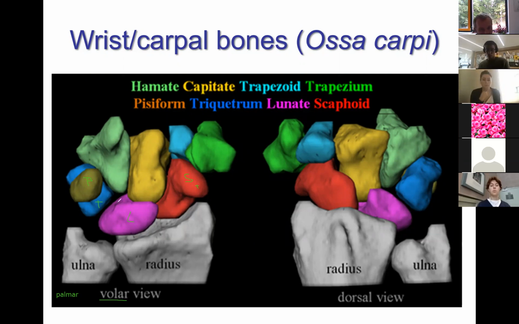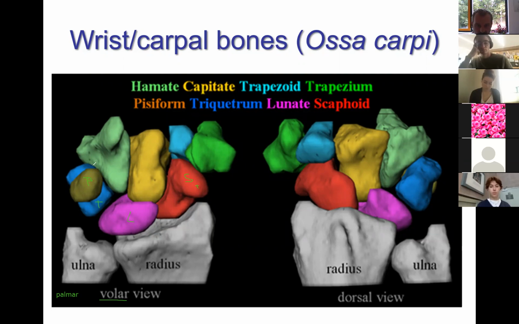Why is this bone not in line with the others? This is a sesamoid bone. It used to be a bone in the tendon of the muscle flexor carpi ulnaris, but it changed position and grew together with the carpal bones. So it's not a sesamoid bone anymore, it is a carpal bone, but the position is different. It's not in the line.